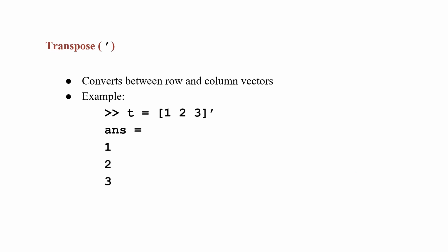Now we have the transpose operator. The transpose operator is very simple. It simply converts between row and column vectors. So if I have a row vector and I put the transpose operator at the end, it will convert it into a column vector. So if a vector is of size 1 by 3, calling the transpose will give me a vector of size 3 by 1, 3 rows by 1 column.